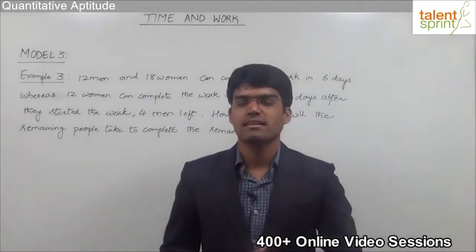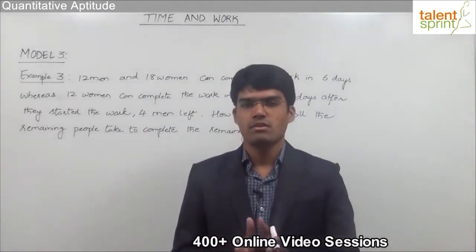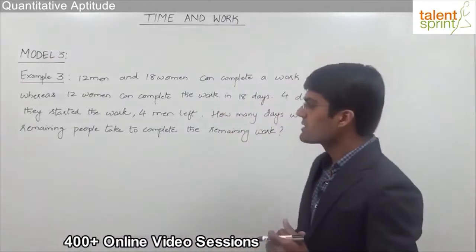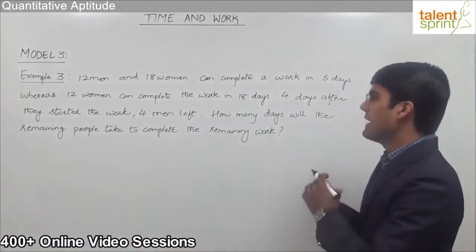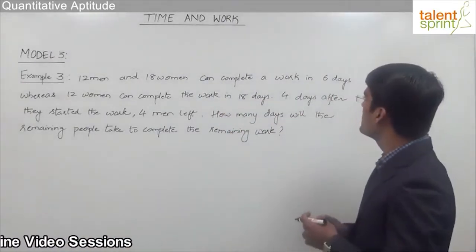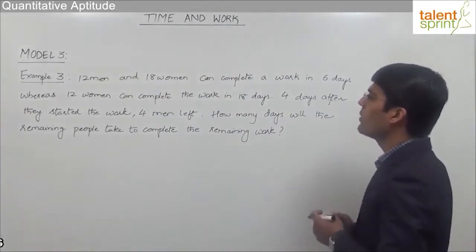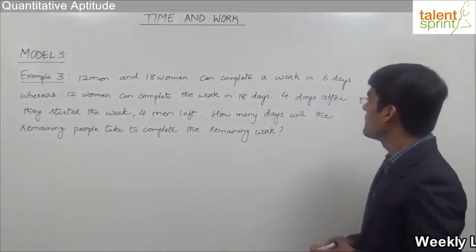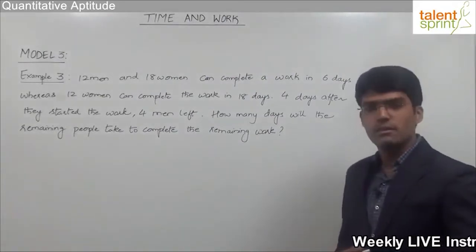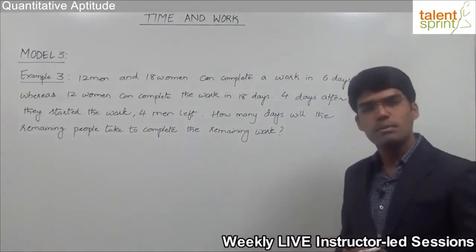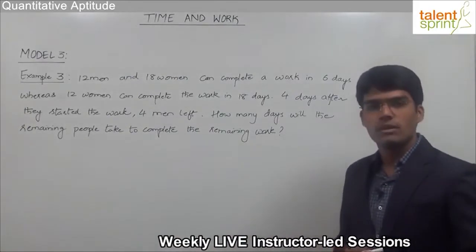Let us now discuss the third example from model 3, which can also be solved with the help of men into days concept. Let us look at the question first. 12 men and 18 women can complete a work in 6 days, whereas 12 women can complete the work in 18 days. 4 days after they started the work, 4 men left. How many days will the remaining people take to complete the remaining work?